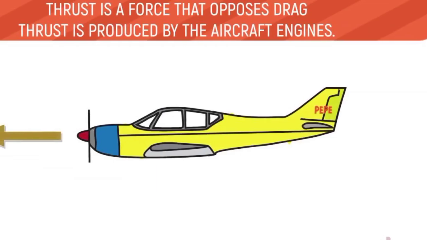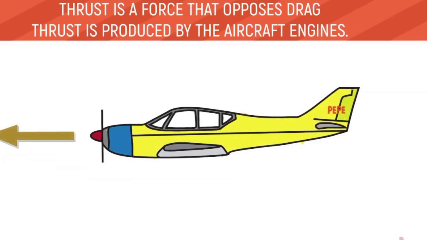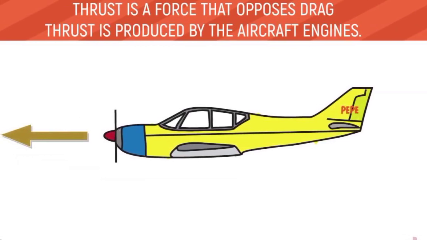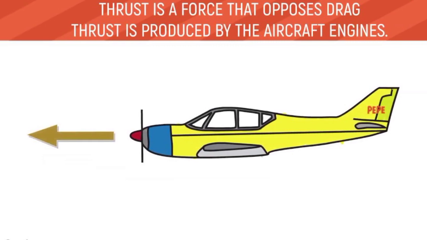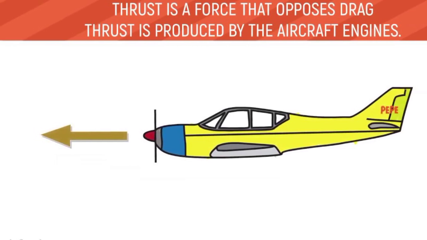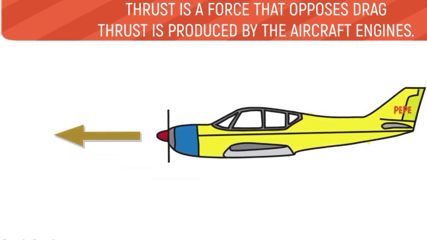Thrust is the force that propels the aircraft forward. It is generated by engines, whether they are jet engines or propellers. Thrust must overcome drag in order to maintain or increase the aircraft's speed. The greater the thrust, the faster the aircraft can go.